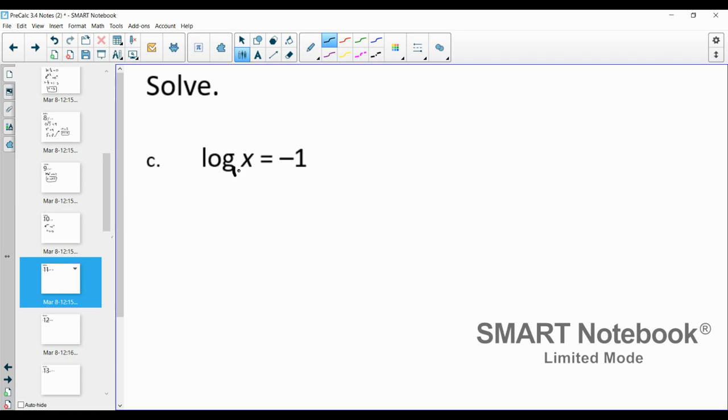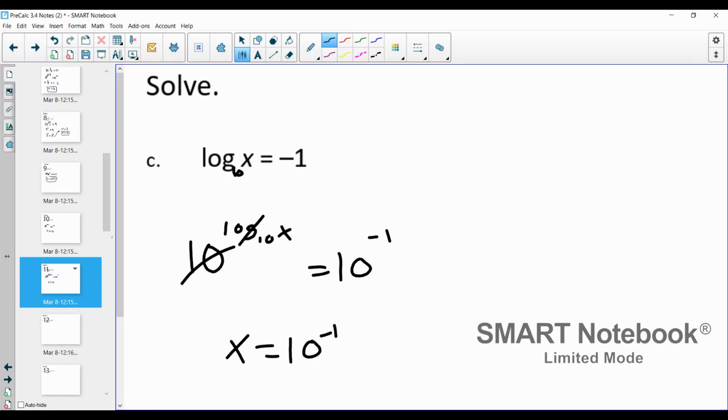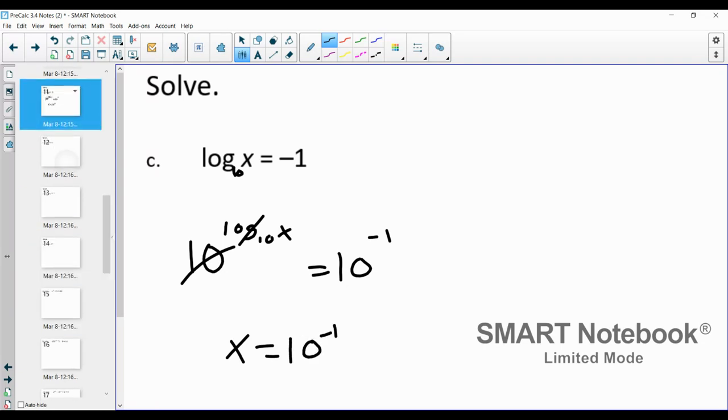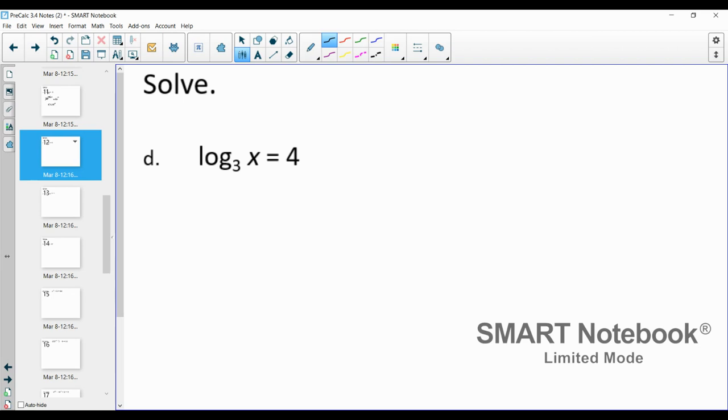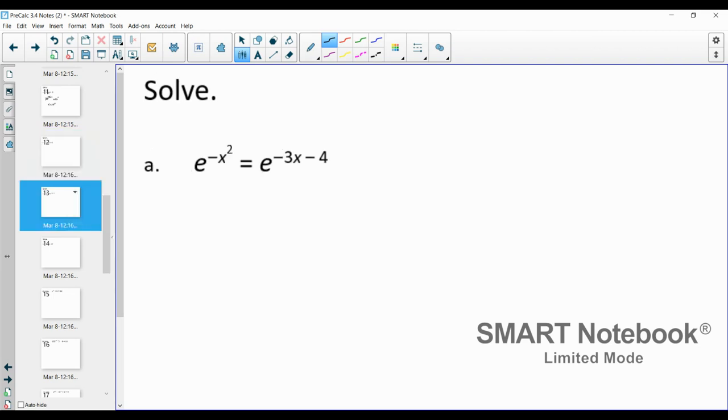This is log base 10 of x, and so that's got to be 10 raised to the log base 10 of x equals 10 to the negative 1. The 10 and the log base 10 cancel. This is x equals 10 to the negative 1. So you can see I'm using the same properties over and over again, so I'm going to skip through a little bit here.